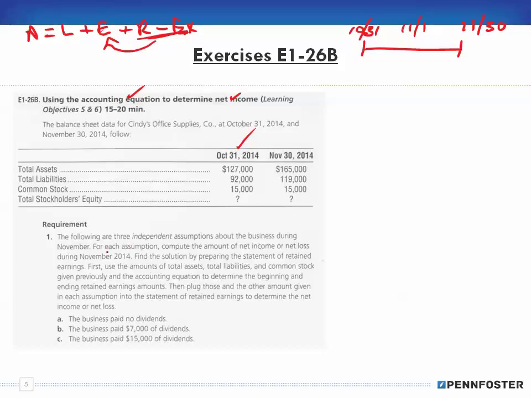So it says here, the following are independent assumptions about the business during November. These are the assumptions. For each assumption, compute the amount of the net income or net loss during November. So this is what the question is asking me. It's asking me to compute the net income or net loss during November of 2014.